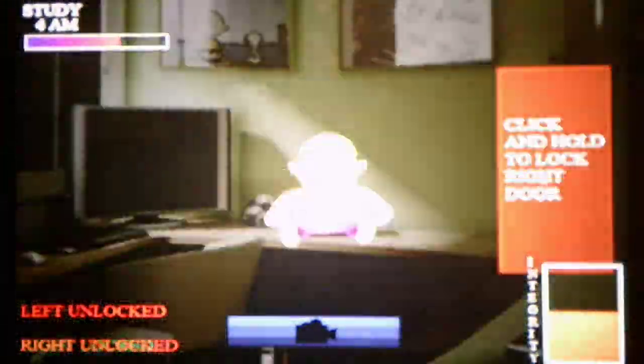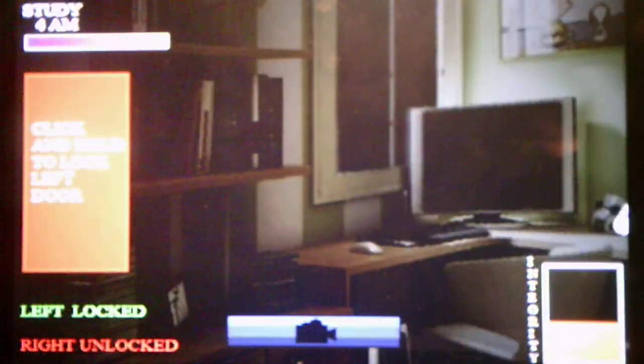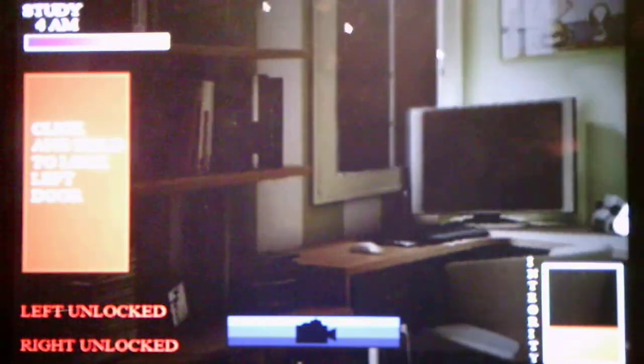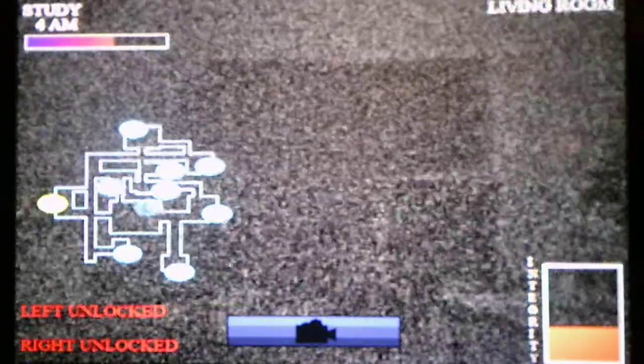Oh, Yoshi's here. Hold the door shut. Wario's here. Hold the left door shut. I held the right door for Yoshi. Now I gotta do the left one. And I'm running low on integrity, so I gotta be careful about it. Yoshi's here. Mario! Okay, now I can deal with Yoshi.